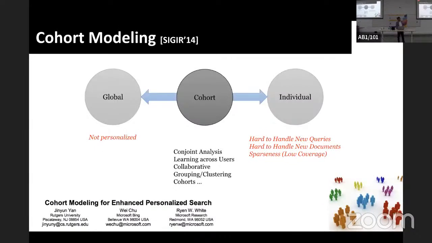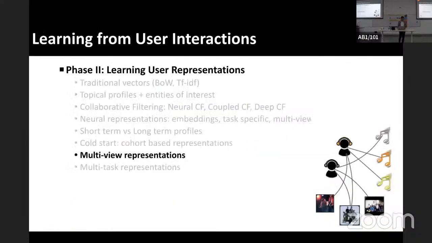You can have the individual, but when new users come in, new content comes in, I don't have that history. So maybe I can look at a global view, which is not personalized. Maybe I can do something in between, which is cohort and group level. Again, this is an eight-year-old paper from Microsoft Research talking about how you do cohort modeling for web search. Again, intuitive, nothing new here. We have talked about this before.